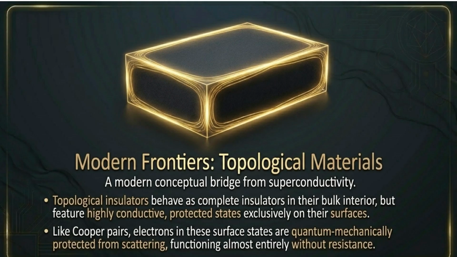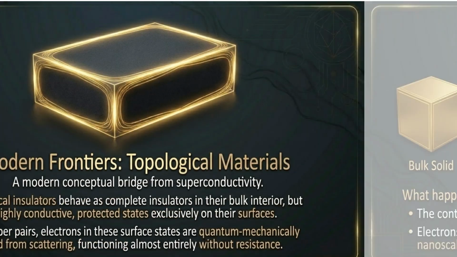Topological materials are a modern frontier conceptually linked to superconductivity. Topological insulators behave as complete insulators in their bulk, but feature highly conductive, protected states exclusively on their surfaces. Electrons in these surface states are quantum mechanically protected from scattering, functioning almost without resistance.